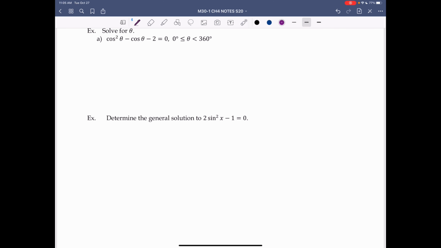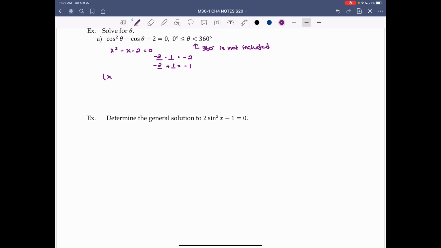Solve for theta. Cos squared theta minus cos theta minus 2 equals 0 for a domain of 0 degrees less than or equal to theta less than 360. Again, note that 360 degrees is not included. We can think of this as x squared minus x minus 2 equals 0. It's a basic trinomial. We want two numbers that multiply to -2 and add to -1. That would be -2 and 1.